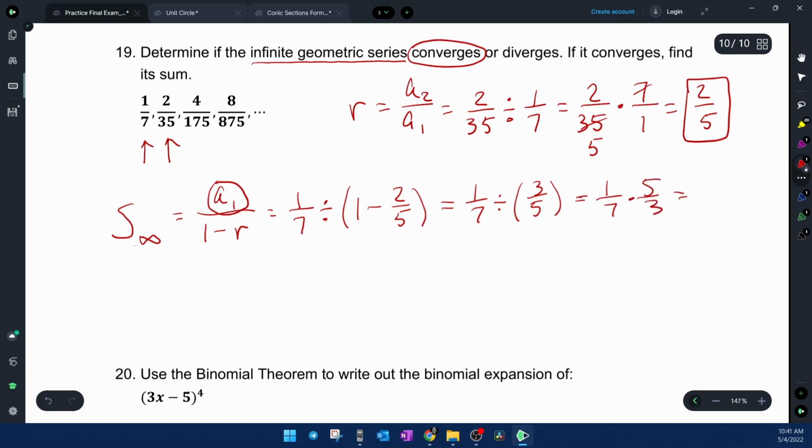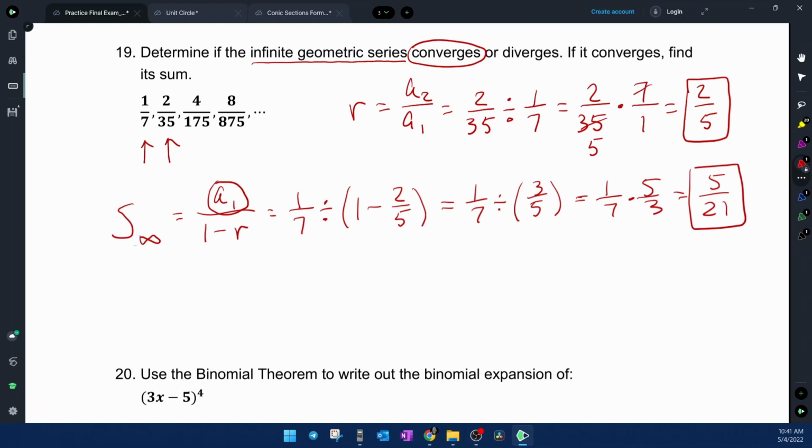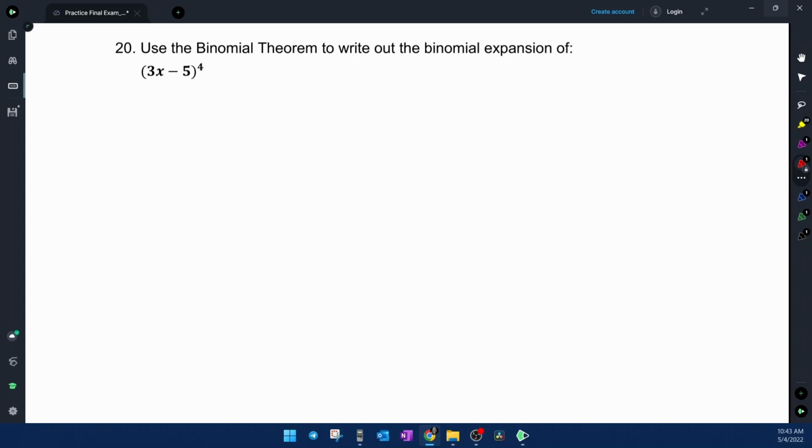And multiply straight across is going to give us 5 over 21, which is the sum of the infinite geometric series. And for the last problem on our Precalculus final exam review, they want us to use the binomial theorem to write out the binomial expansion. That means we're going to have to write out all of the terms that we would get if we multiplied this out. So it would be really nice if we had the binomial theorem, and I happen to know that.